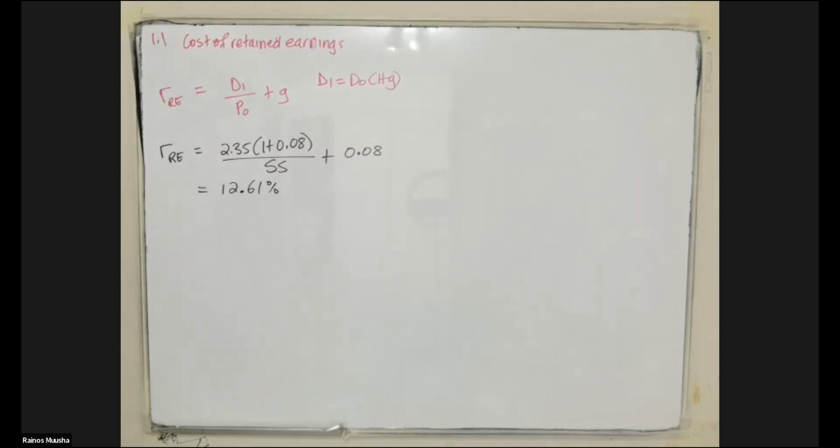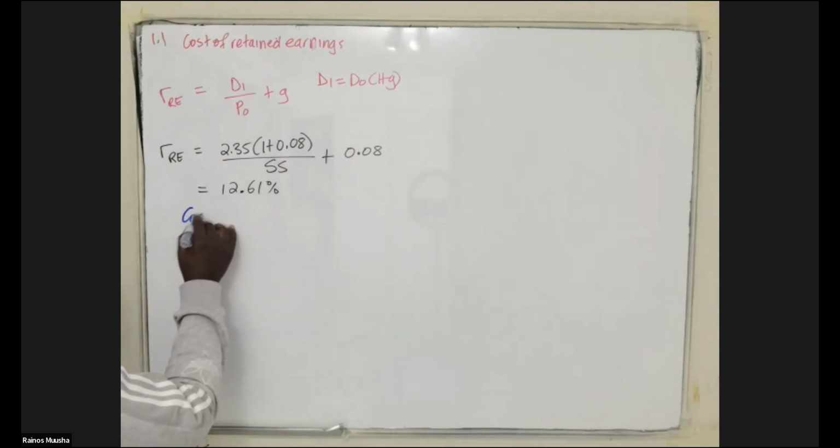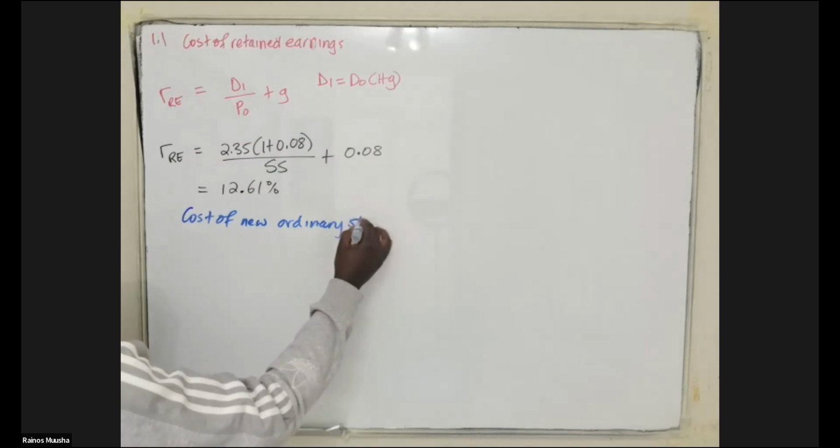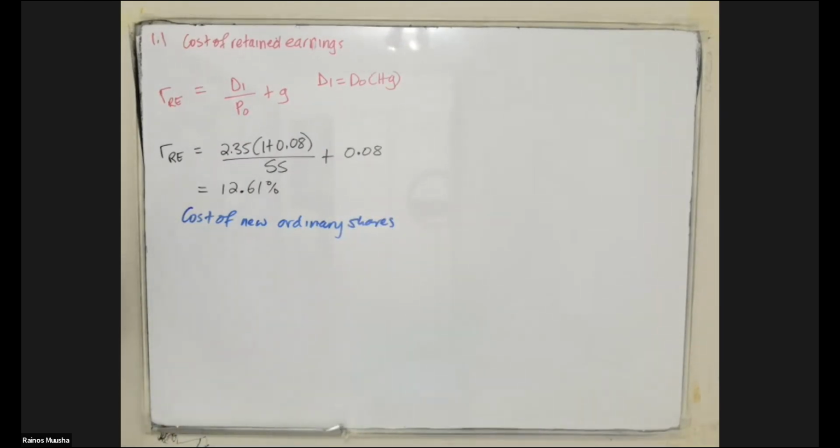Now, the next cost that we're going to be looking at is the cost of new ordinary shares, which they also ask us to calculate. Looking at the cost of new ordinary shares, we are given that the underpricing and flotation cost amount to 12 Rand when the company issues new shares.